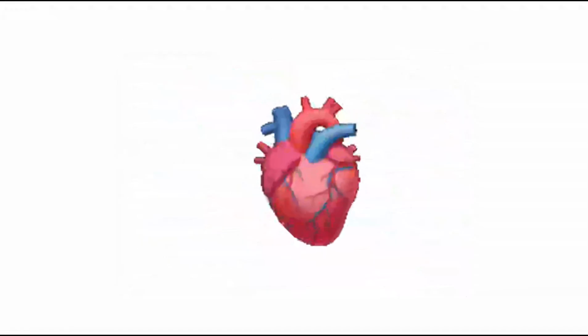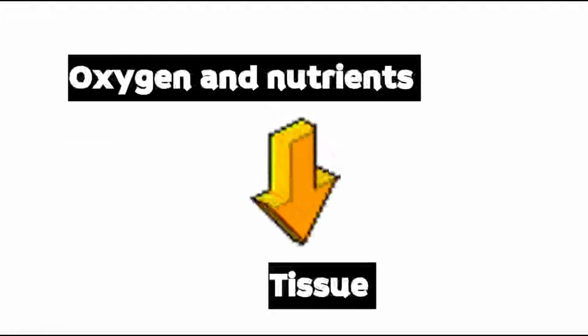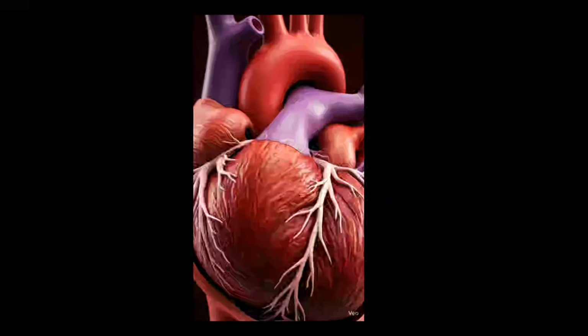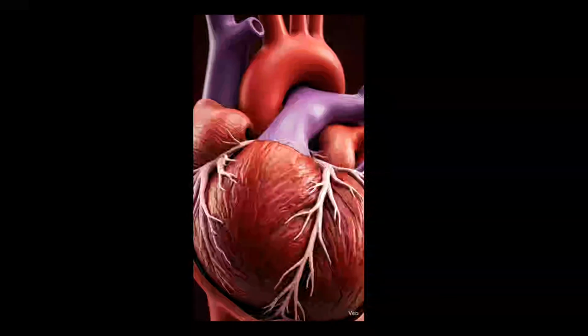Now, what is the heart? It is a central component of the cardiovascular system. The primary function of this muscular organ is to pump blood throughout the body. And what does it do? It delivers oxygen and nutrition to the tissue. It is composed of specialized cardiac muscle tissue, which has some unique electrical properties that allow for automatic and coordinated contraction.